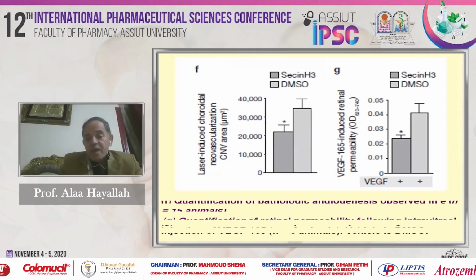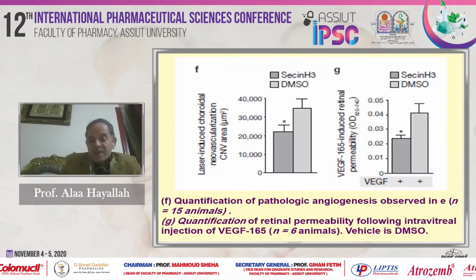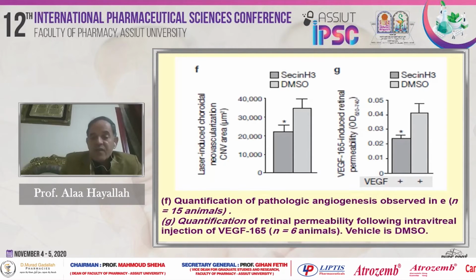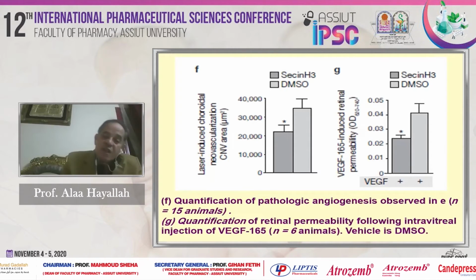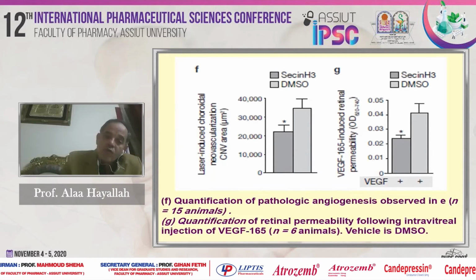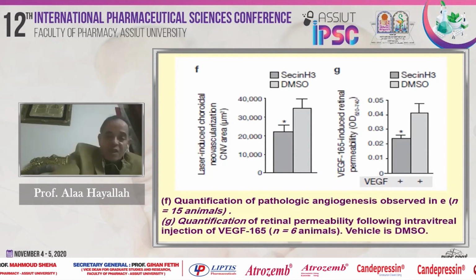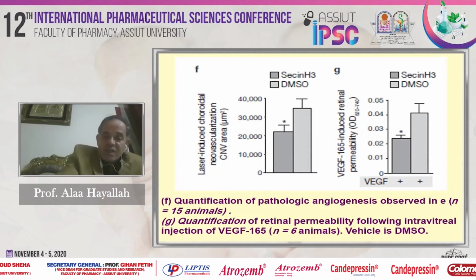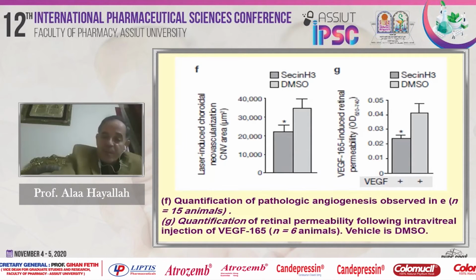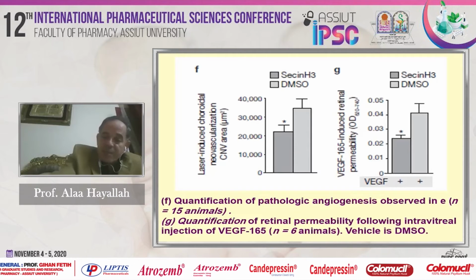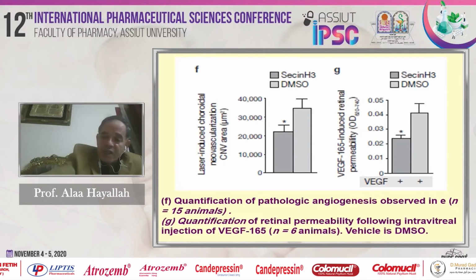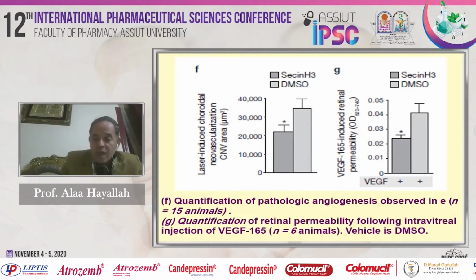in another way, quantification of pathologic angiogenesis observed in animals. As you see, laser-induced choroidal neovascularization, here in the presence of SecinH3, here in the presence of control. Here also VEGF-induced retinal permeability, here in the presence of SecinH3, and here with DMSO as control.